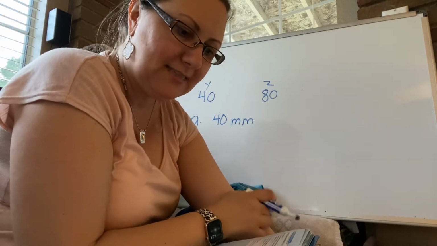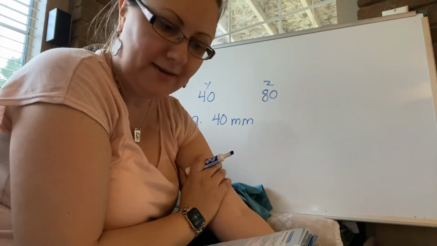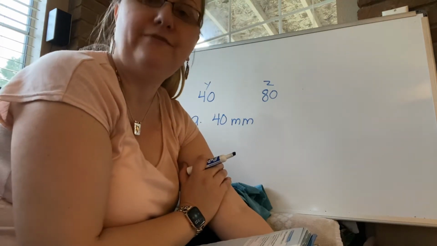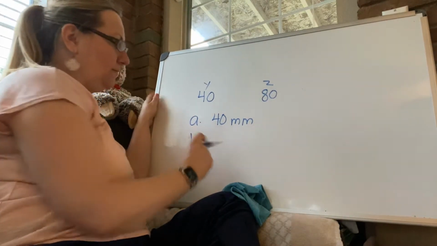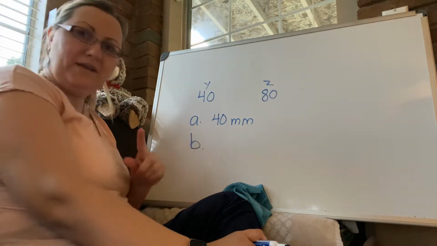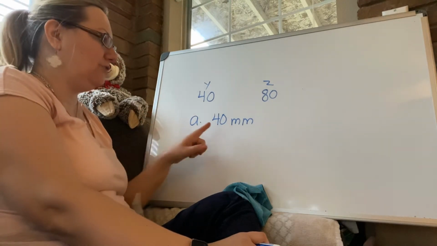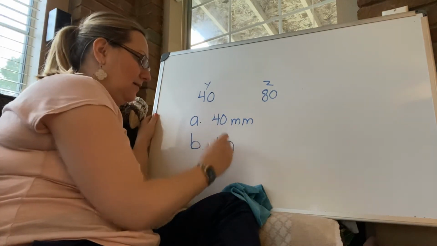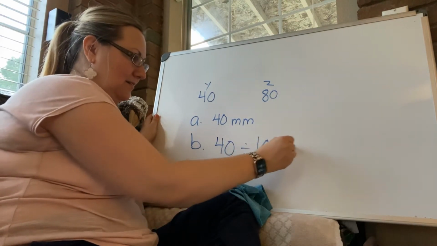Okay. Now it says segment YZ is how many centimeters long. Notice that it did not change which letter you're using. We are still talking about YZ. The only difference is instead of millimeters, now we're talking about centimeters. So you should remember that 1 centimeter is the same as 10 millimeters. Okay, so if we're talking about centimeters, this is 40 millimeters divided by 10, which is 4.